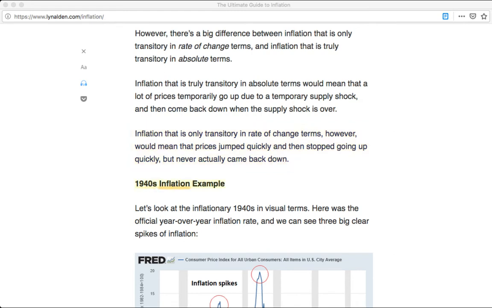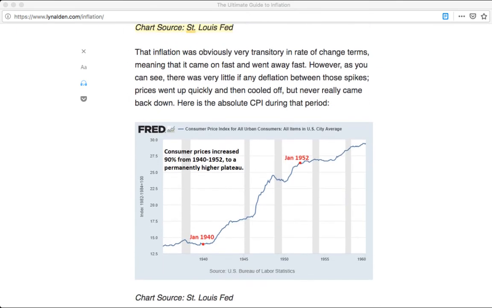1940s inflation example. Let's look at the inflationary 1940s in visual terms. Here was the official year-over-year inflation rate, and we can see three big clear spikes of inflation. Chart source: St. Louis Fed. That inflation was obviously very transitory in rate of change terms, meaning that it came on fast and went away fast. However, as you can see, there was very little if any deflation between those spikes. Prices went up quickly and then cooled off, but never really came back down.